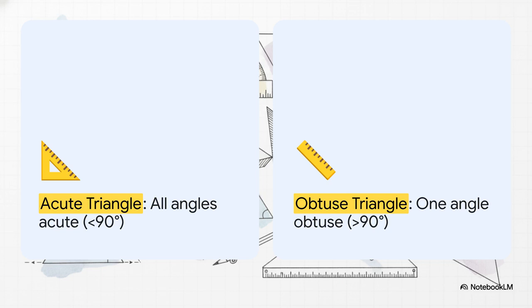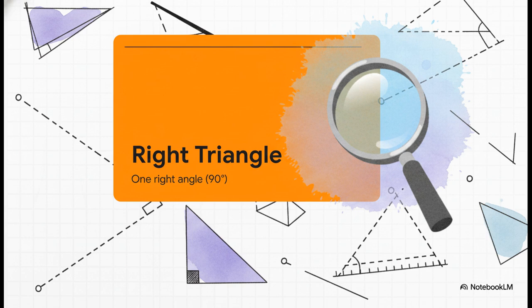It's totally pinched closed. On the flip side, look at the obtuse triangle. The rule here is dramatically different. An obtuse triangle is defined by having just 1 angle that is obtuse, meaning strictly greater than 90 degrees. You don't need all the angles to be wide open. Literally just 1 single wide corner changes the entire classification of the shape. And that perfectly sets up the final category in this column, the right triangle. This is a shape with exactly 1 right angle, a perfect 90 degrees.